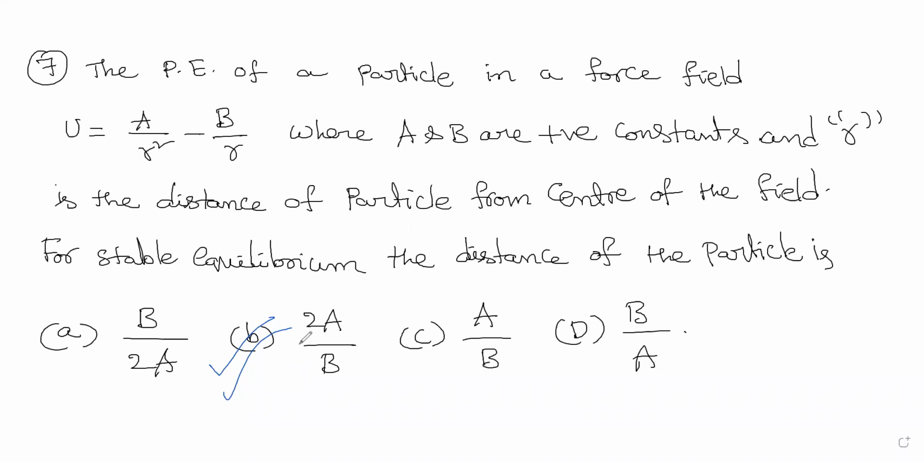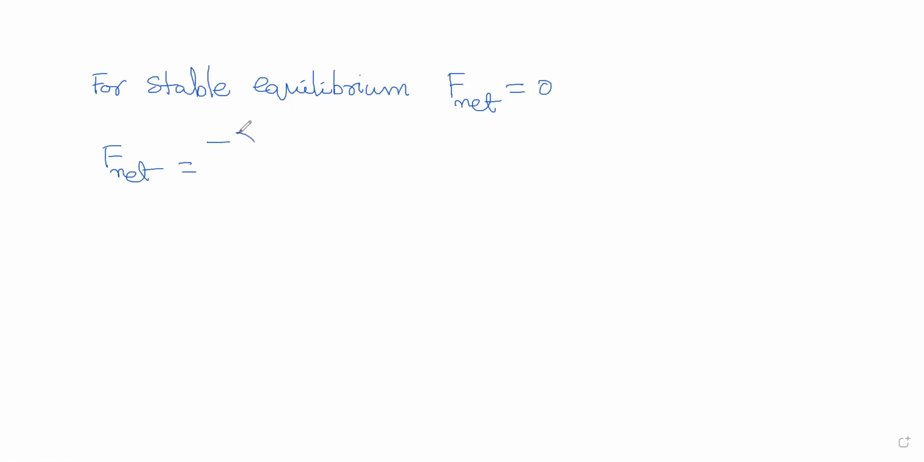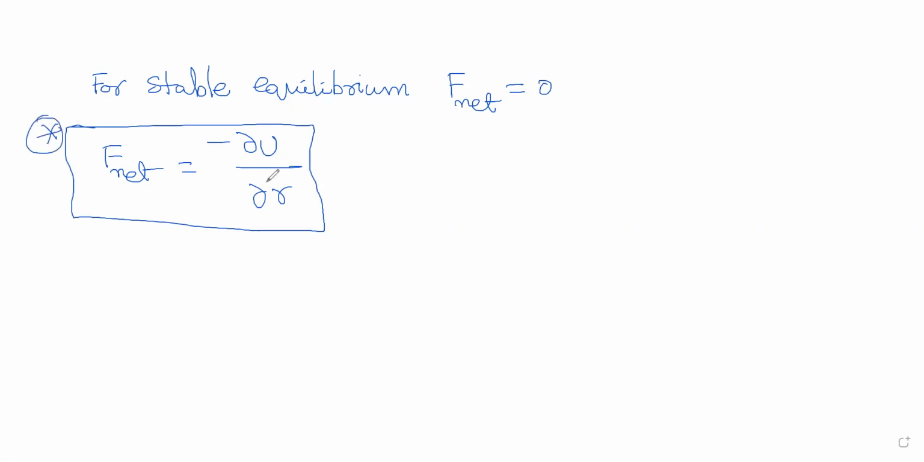Okay, good. Now this is a concept type question. Here you have to know these things. For stable equilibrium, the net force on the particle should be zero. The net force and potential energy are connected by the equation F net is minus dou U by dou r. This is the connecting equation.